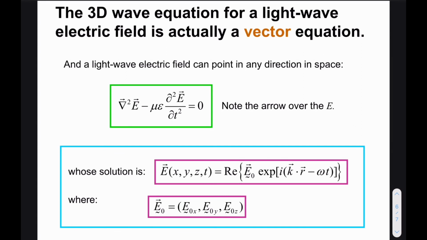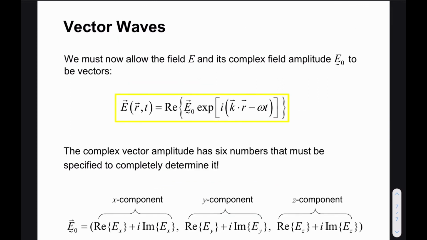Then its solution is also a vector quantity, where the amplitude E naught has three components: E naught x, E naught y and E naught z in Cartesian coordinate system. But remember that this E naught is also a complex number. So its x, y and z components will be complex too. So the complex vector amplitude has 6 numbers that must be specified to completely determine this E naught vector.